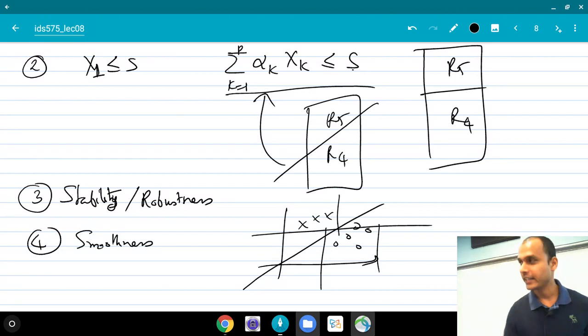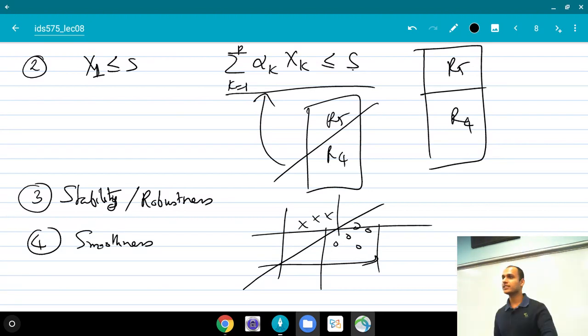And so those are some of the issues. Any questions about issues? Issues as in concerns that you need to think about when you build a tree model. Things that you need to think about. Any questions?